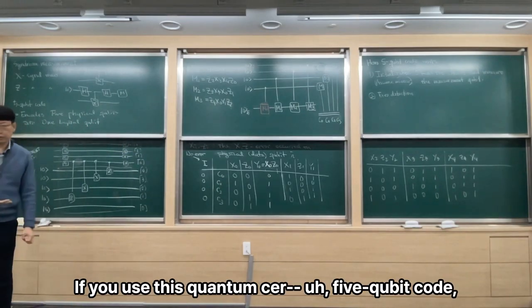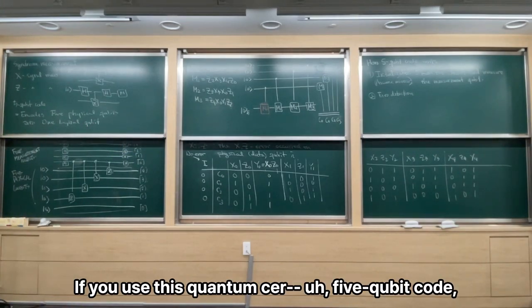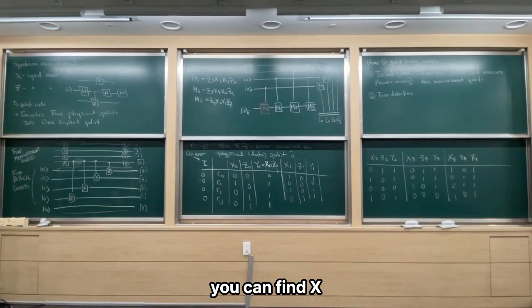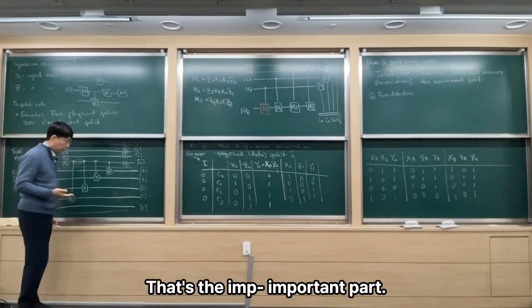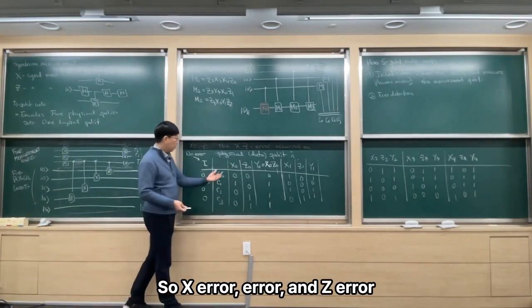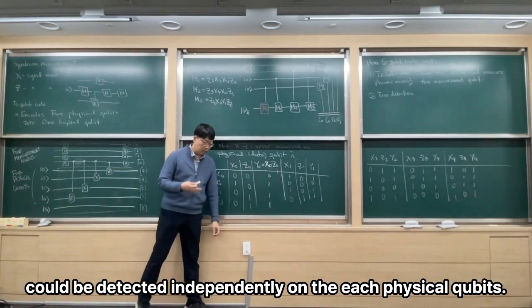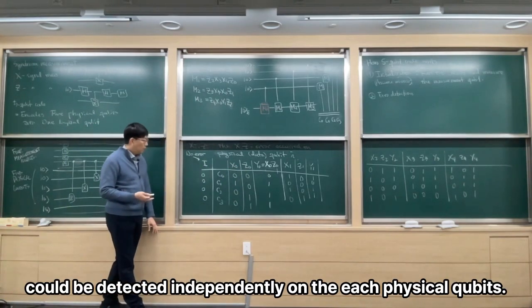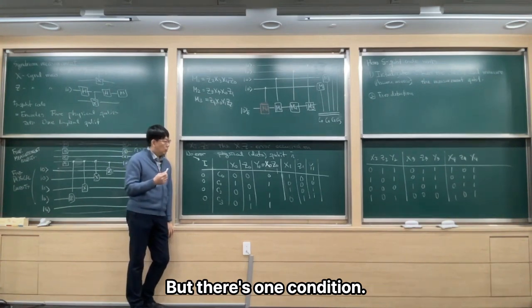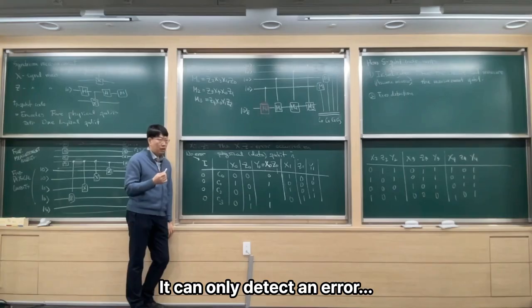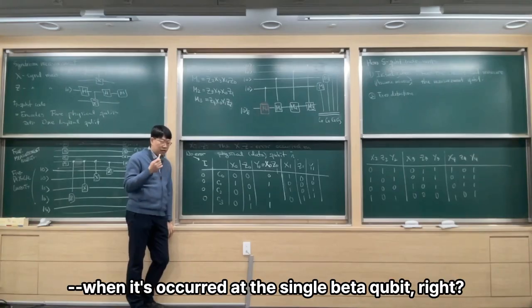If you use this quantum 5-qubit code, you can find X and Z error separately. That's the important part. So X error and Z error could be detected independently on each physical qubit. But there's one condition. It can only detect an error when it's occurred at a single data qubit, right?